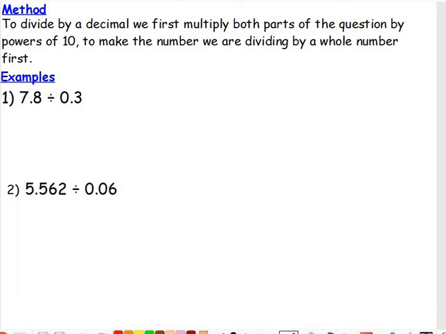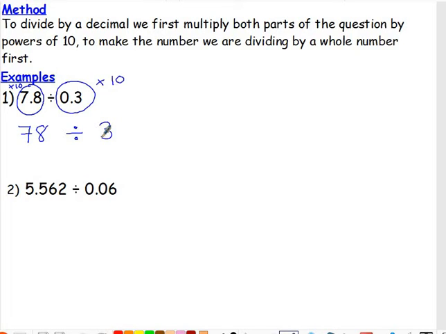So looking at this first example, 7.8 divided by 0.3. We don't like this because it's a decimal, so therefore we need to multiply it by 10 to make it a whole number. Because we've multiplied the 0.3 by 10, we must do the same to the other side. 7.8 times by 10 to get an equivalent calculation, equivalent question. 7.8 times 10 is 78, divided by 0.3 times 10 is 3.